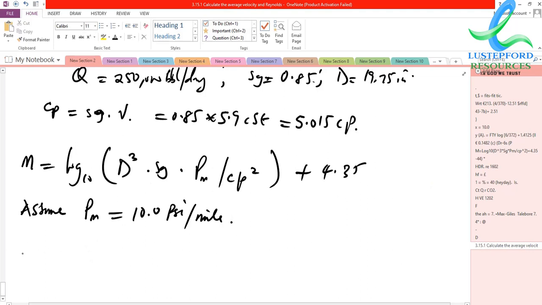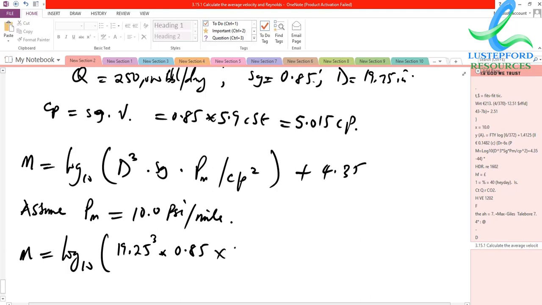Now we'll get our assumed M, because this PM is not the right value, P subscript M is not the right value. So we're getting a kind of first guess. So let me say this: log 10 of 19.25 raised to power 3 times 0.85 times 10 divided by 5.015 square.